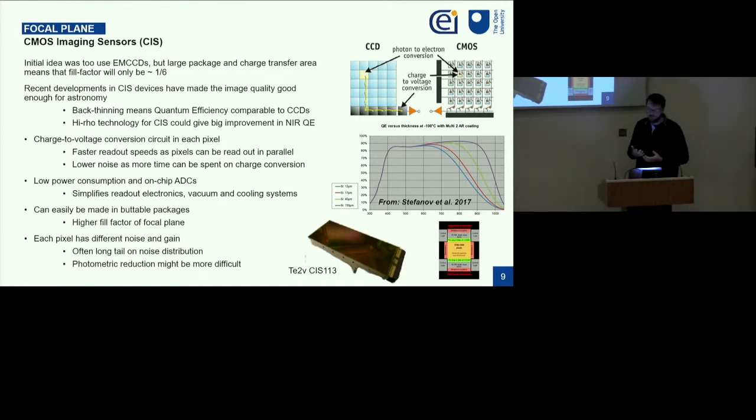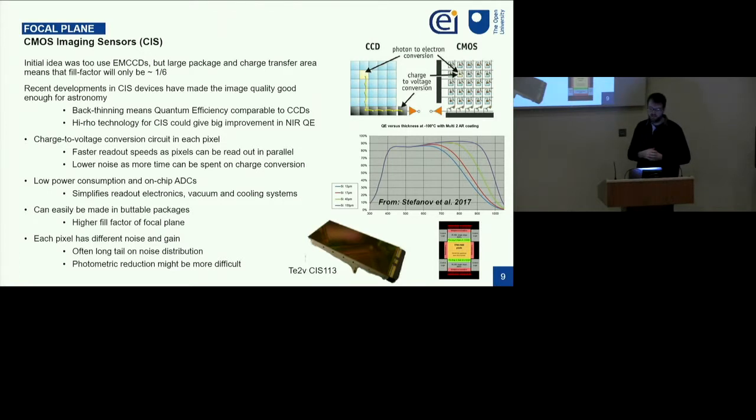So, as you probably know, CMOS has charge to voltage conversion in each pixel, instead of as in a CCD where it's done at the readout node. So it means that they can run much faster, and they can still run at a low noise level. So you don't need the electron multiplication as the EMCCDs have.